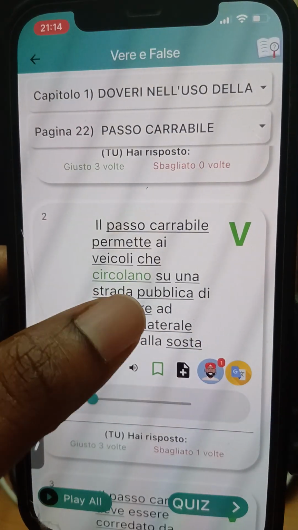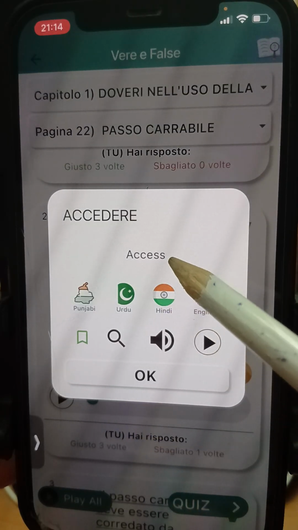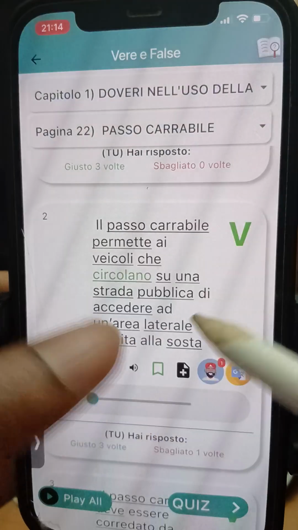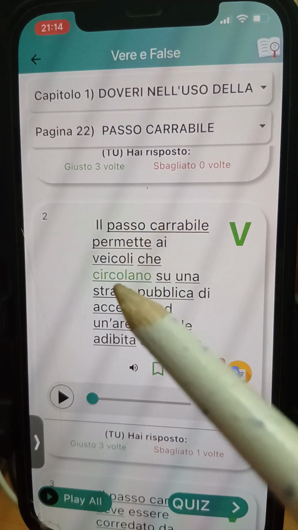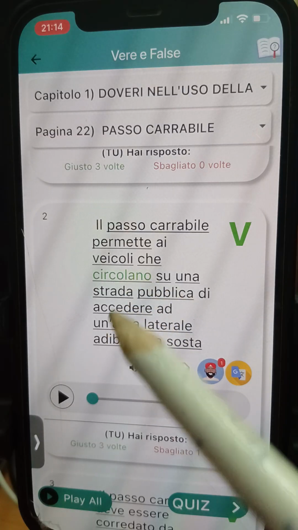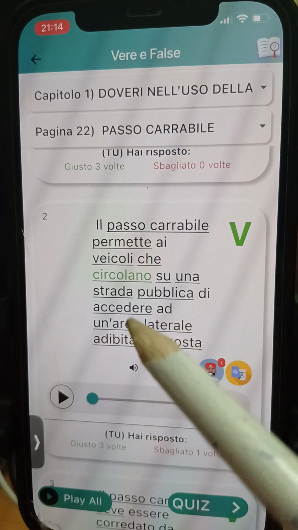Okay, accendere, to access, like I said before. Access. Alright, okay. Now e say dis passo carabile e permit vehicles the access, e permit vehicle that is circulating on a public road to access the what?